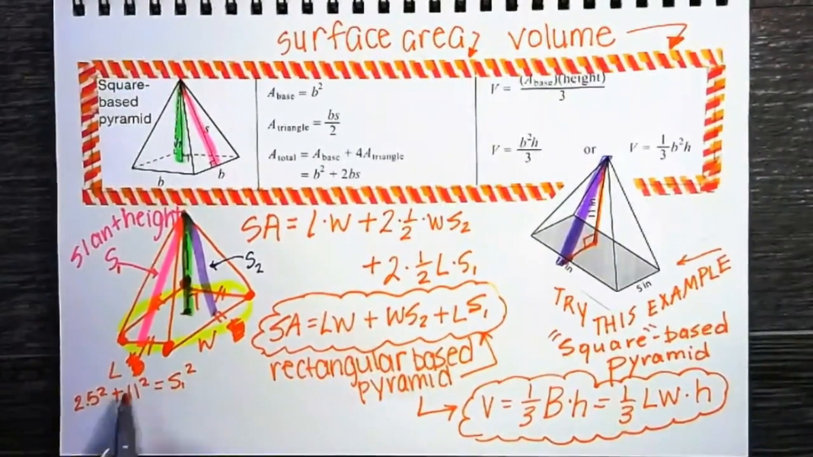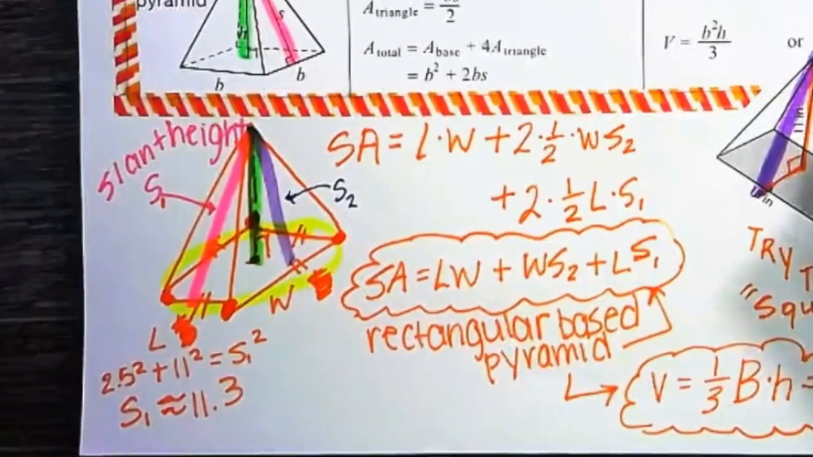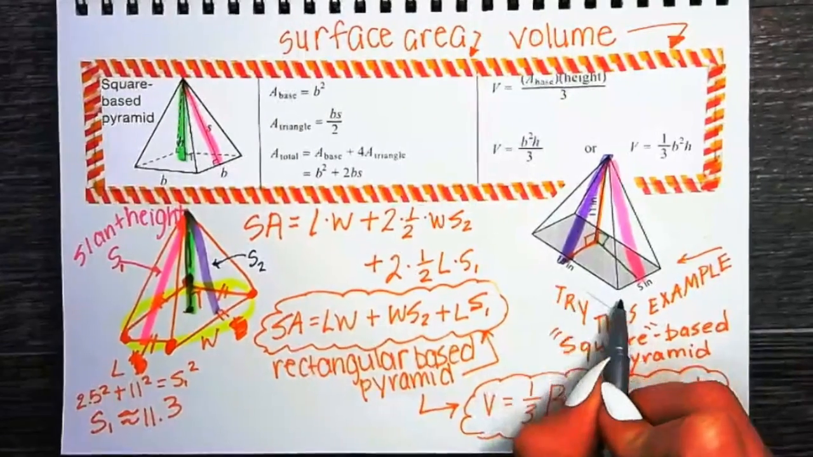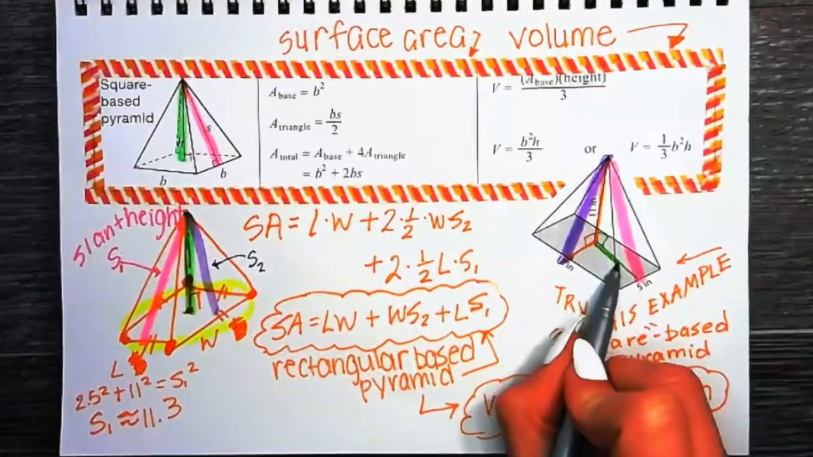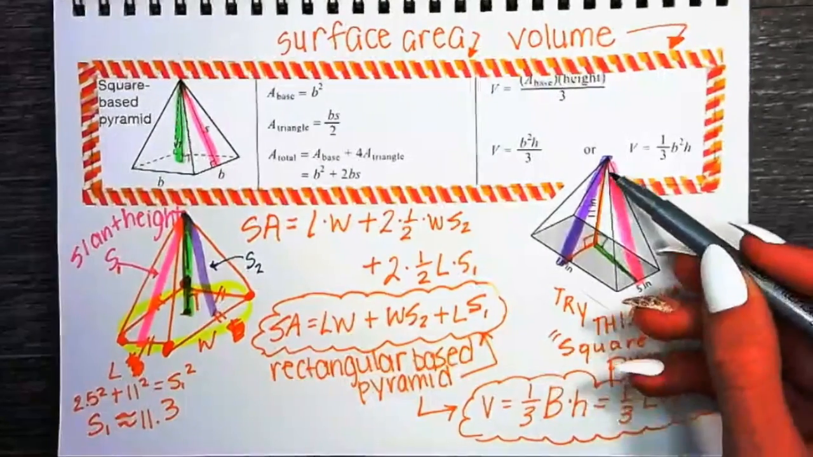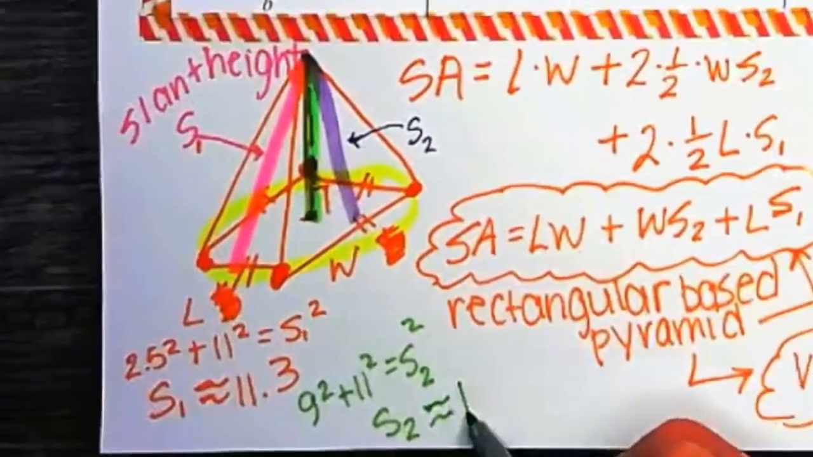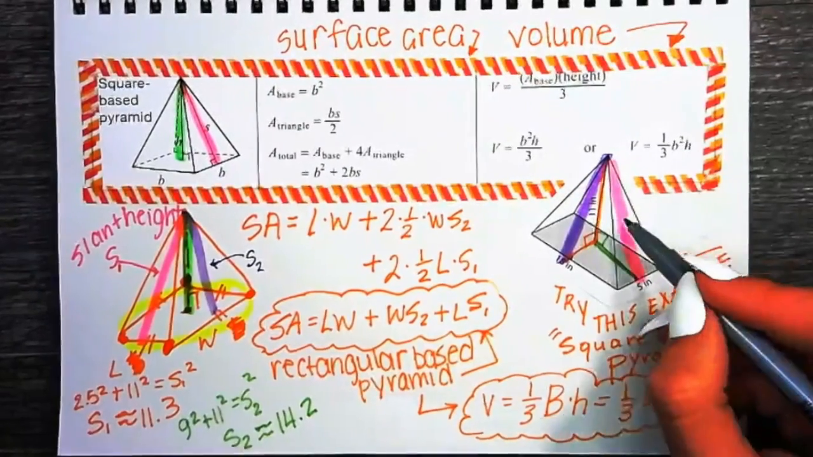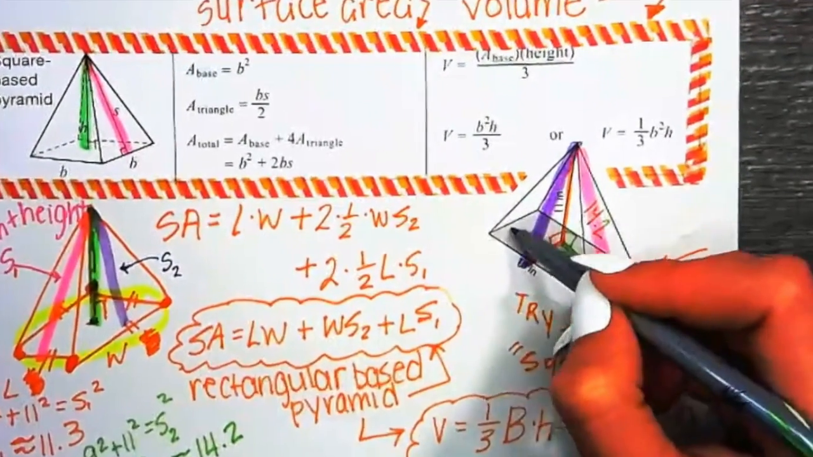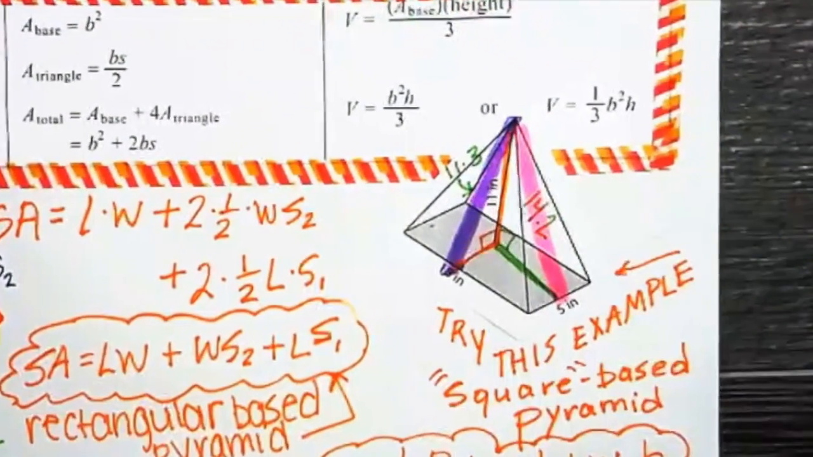Now, I'm just going to go ahead and put this in a calculator and figure this out. This line will represent the other slant height. If this whole entire side here is 18, that means the length of this is 9, and that's still 11. So we're going to do Pythagorean theorem again. So this one is 14.2 approximately, and that one there was 11.3 approximately.